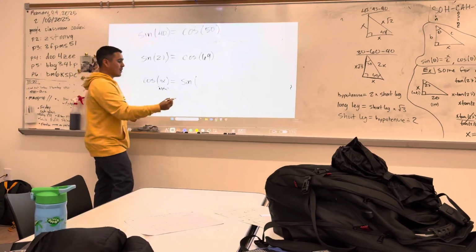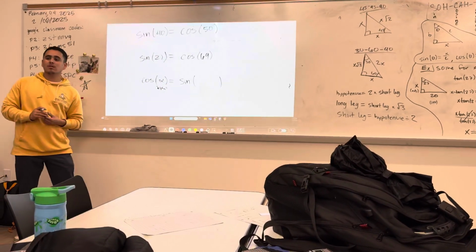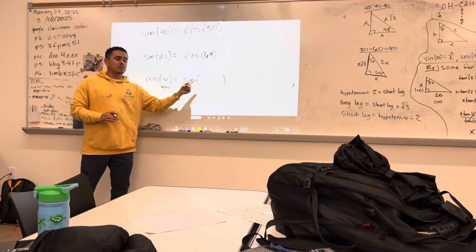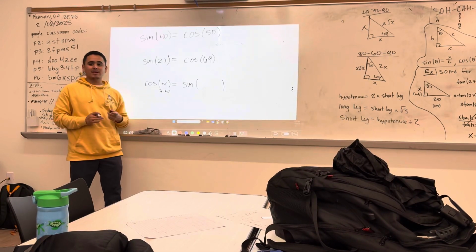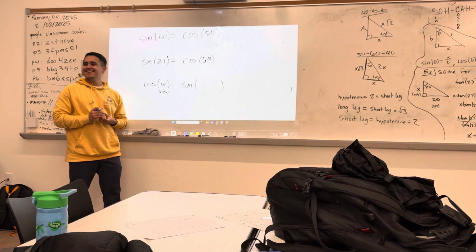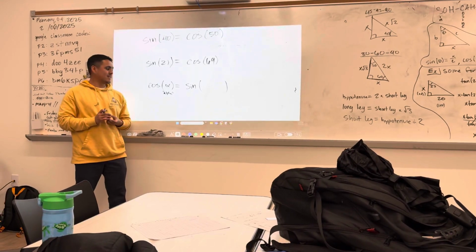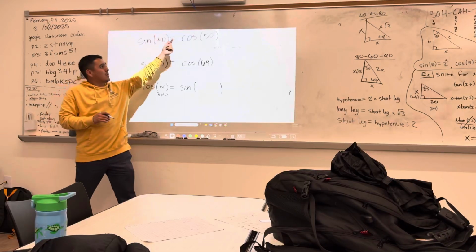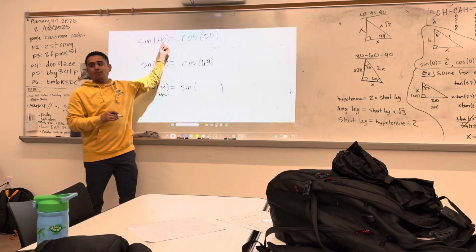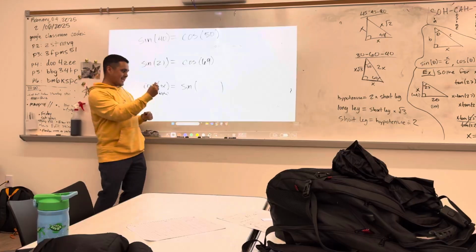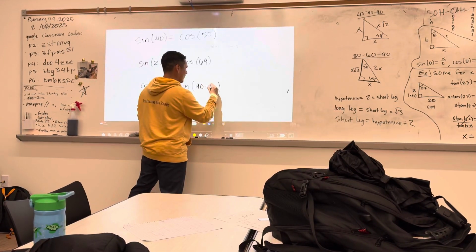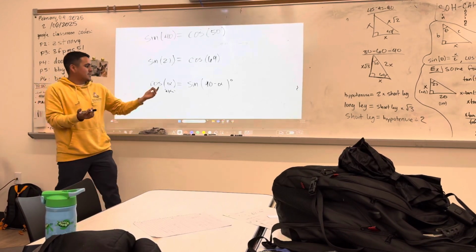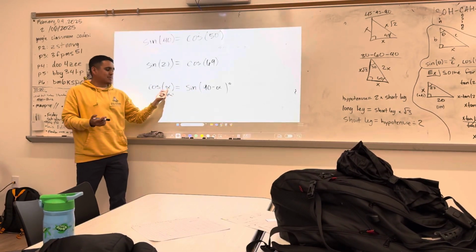So what would the sine be here? They both have to add up to 90, right? Well, for example, this was just 90 minus 40. So here it would be 90 minus alpha. So we don't even have to exactly know what it is, but we know it's going to be 90 minus whatever this is.